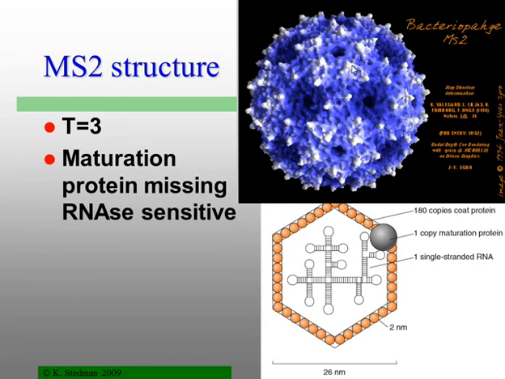What does the structure look like? T equals 3. Should be hopefully really obvious what this looks like from this structure up here. How do we get T equals 3?